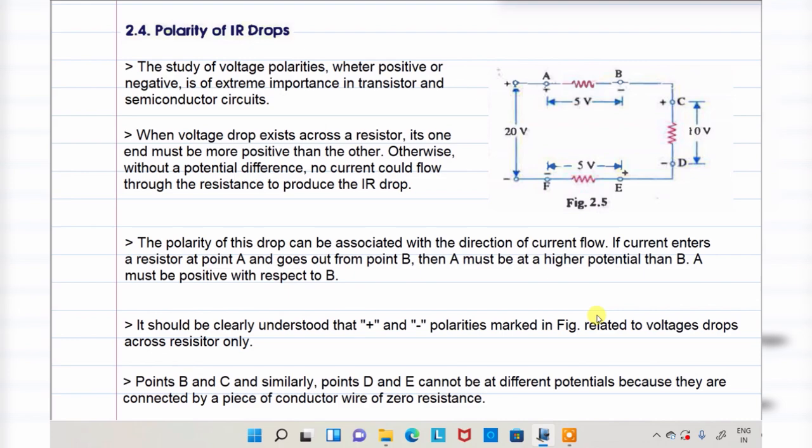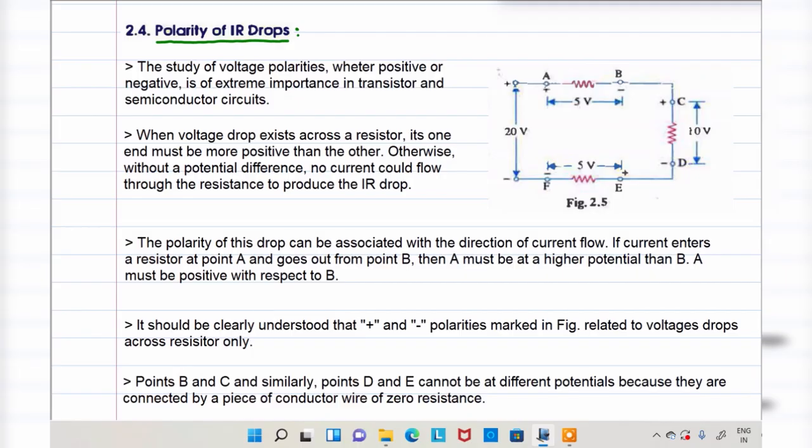Next one, polarity of IR drops. Till now, IR drop means voltage across a resistance, some voltage drop. How do we mention the polarities? Polarity means whether the signs of the particular resistor are positive or negative, and how to denote that. I will explain in this case.